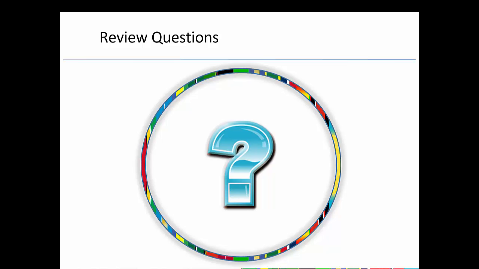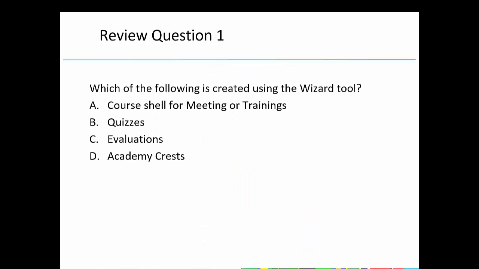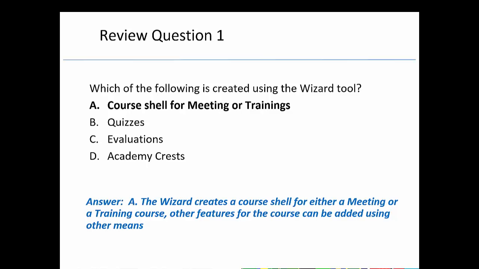Let's have some review questions. Review question 1. Which of the following is created using the wizard tool? A, a course shell for meetings or trainings, B, quizzes, C, evaluations, or D, Academy Crest? The correct answer is A, a course shell for meetings or trainings. The wizard creates a course shell for either a meeting or a training course. Other features for the course can be added using other means at a later time.